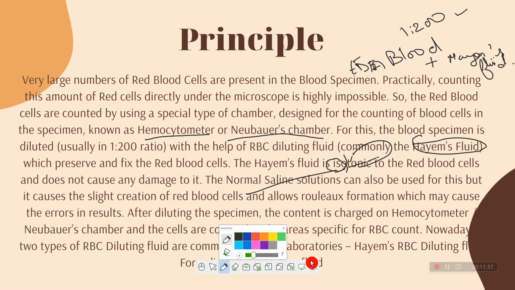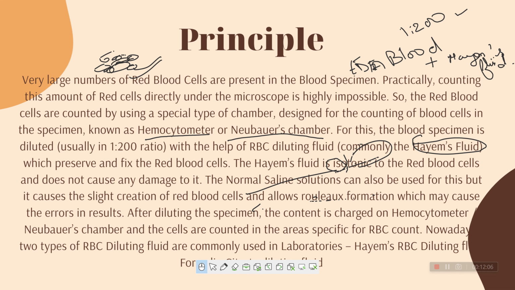Normal saline solution is also used, but with it there is slight crenation of the red blood cells, and rouleaux formation can also be seen in the RBCs. Rouleaux formation is the aggregation of RBCs on one another. If rouleaux formation occurs, the RBCs cannot be counted properly. Thus, Hayem's fluid is generally used for the determination of red blood cells.